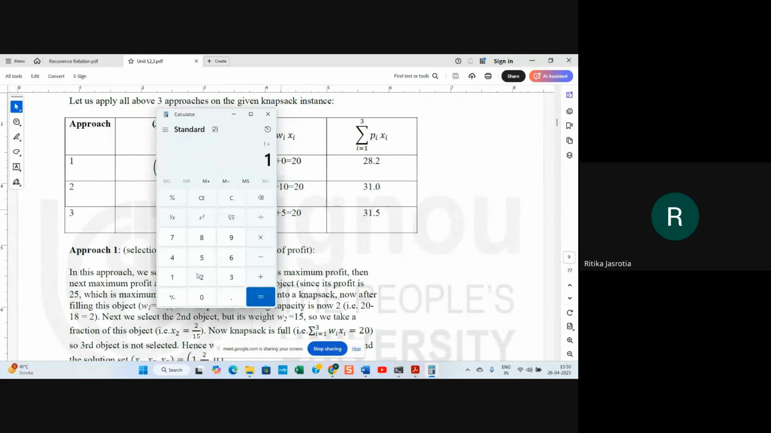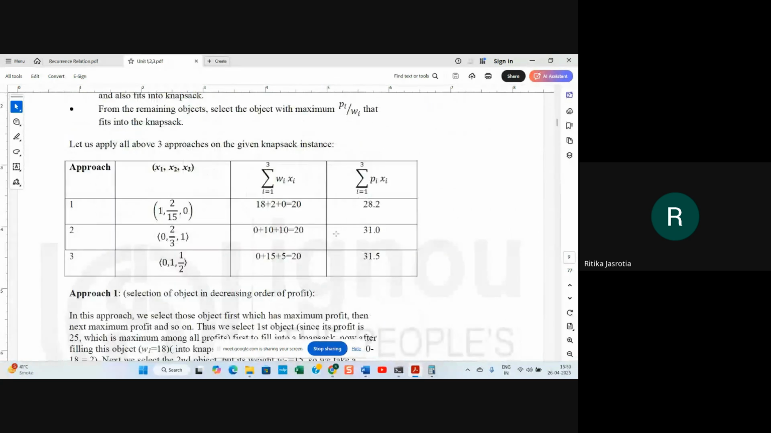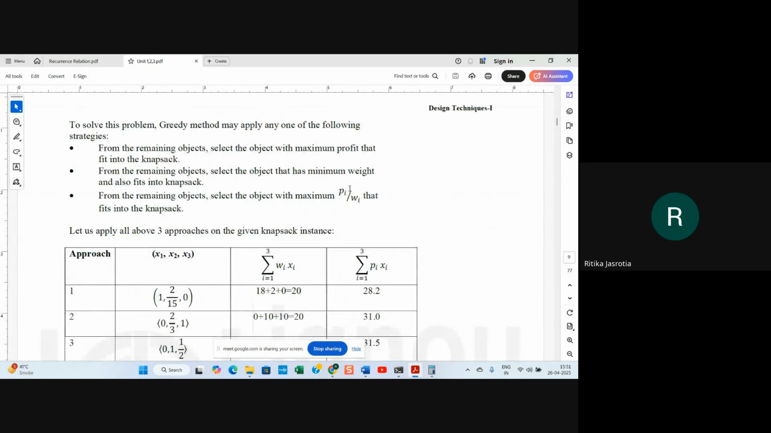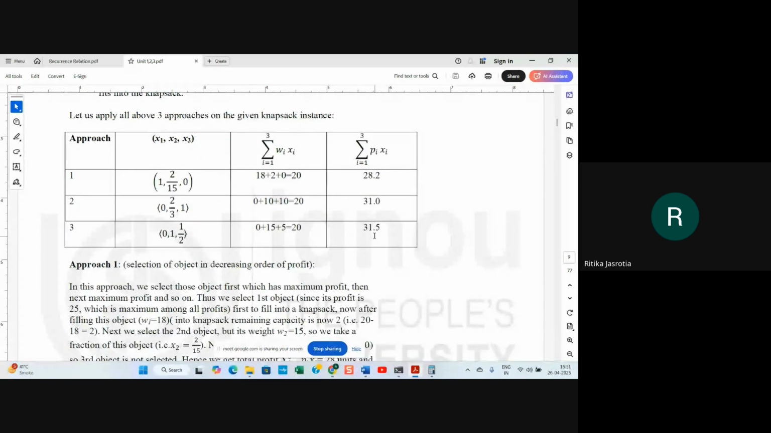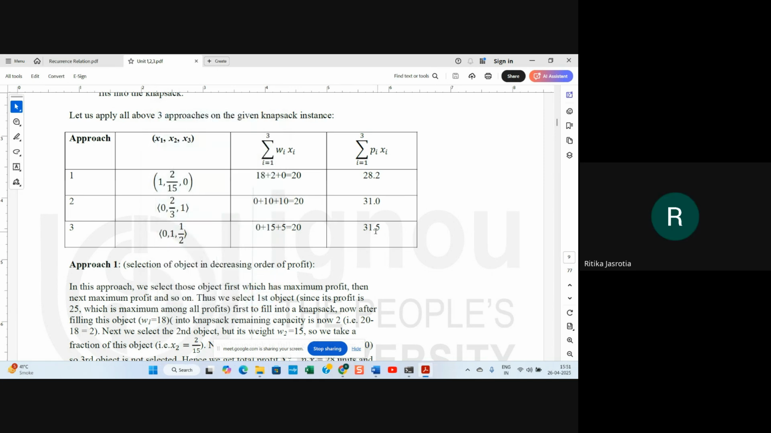1 by 2 into 15 is 7.5, plus 24. How much is that? 31.5. Yes, ma'am, 31.5. Right, so this is coming out to be that.